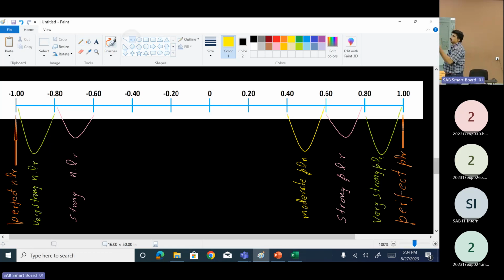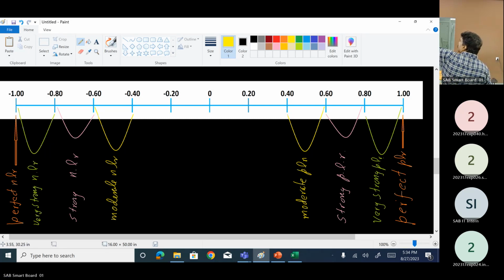So here, the next one, from minus 0.59 up to minus 0.4. This is moderate. Moderate negative linear relationship. So 0.4 is given for this category.